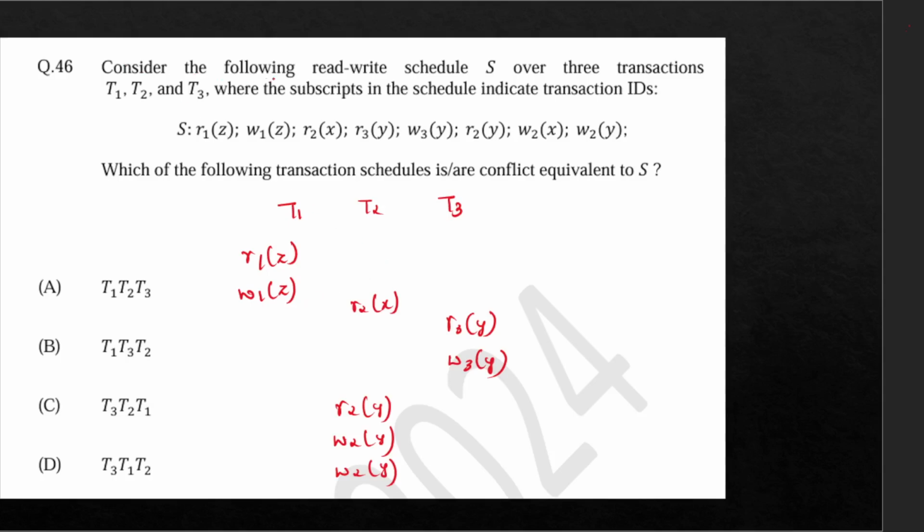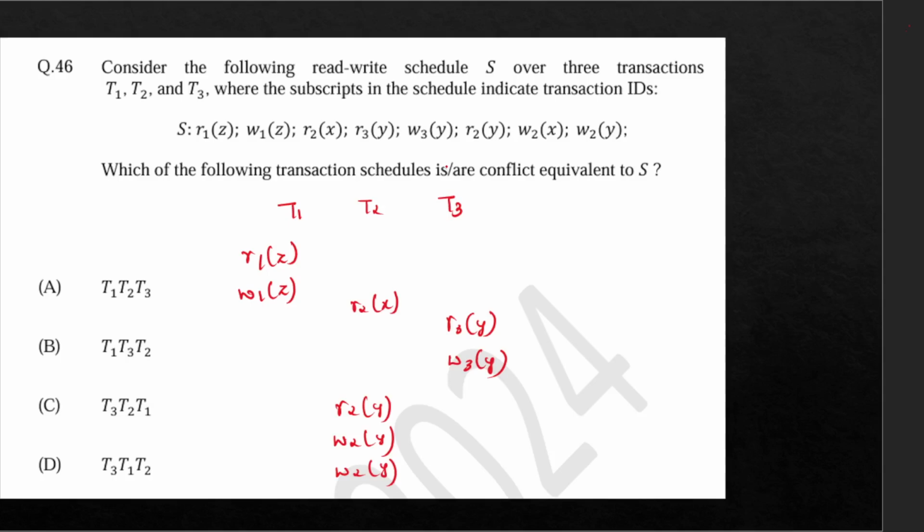So consider the following read-write schedule S over the three transactions T1, T2, T3, where the subscript in the schedule indicates transaction IDs. These are the transactions given to us, which I have already made. Which of the following transaction schedules are conflict equivalent to S?